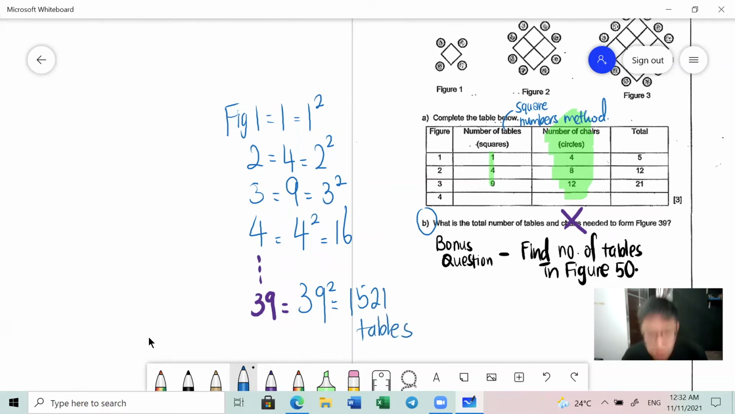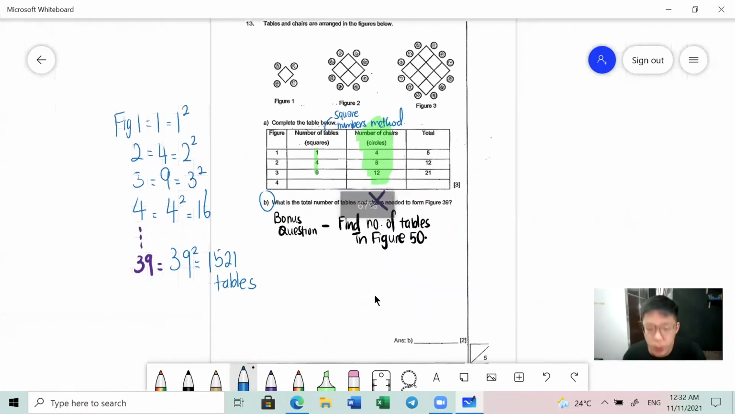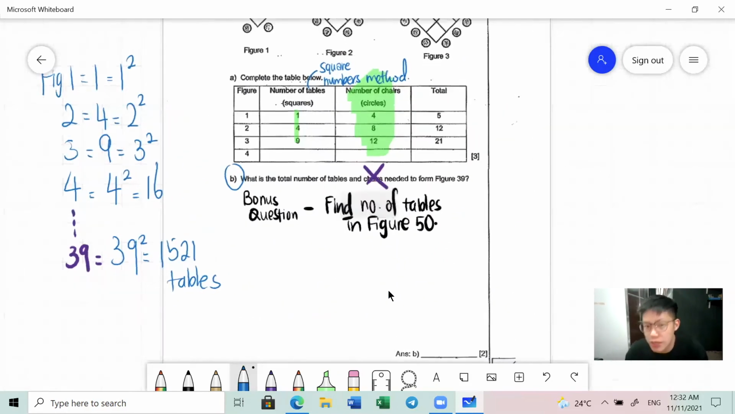Okay, so that's for B. But again, B is not complete. I'm just solving the question that requires us to use a square numbers method. Now, I have a bonus question that I've created. In this bonus question, they want us to find the number of tables in figure number 50. Isn't it simple? You just have to do 50 to the power of 2. So what is 50 to the power of 2? It is simply just 2,500. And of course, you put in your units, tables.